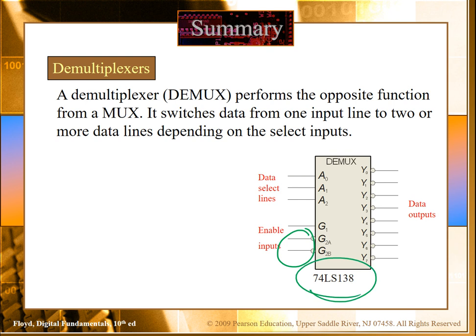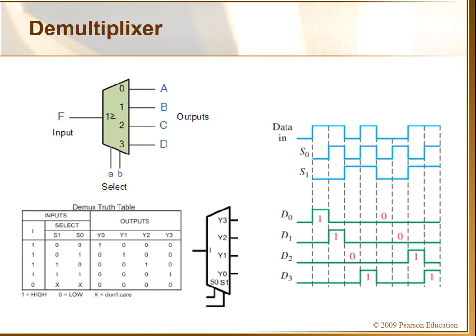So this is an IC. Here we are supplying the inputs, and there is an additional enable signal. These are the select lines. Based on these select lines, we will get the data on the outputs. So this is the demultiplexer.